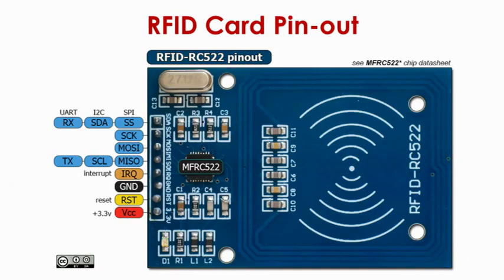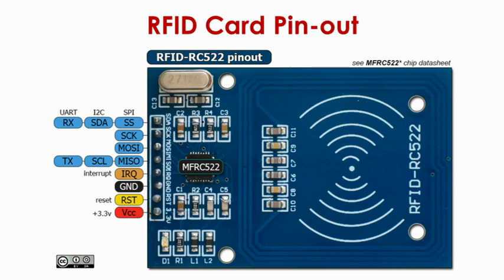Now the RFID card pinout. So this is the RFID card. You can see all the pins from top to bottom. I'll read them. The first one on the top is SDA. The second one is SCK. Then MOSI. The fourth pin is MISO.